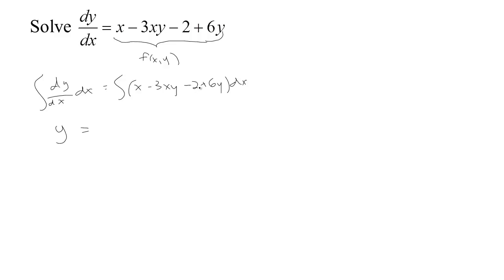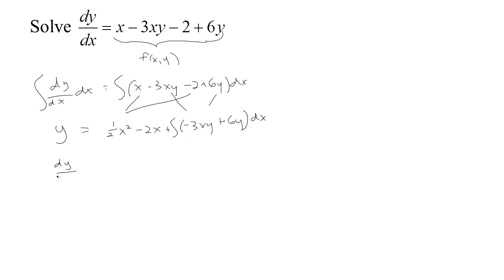Over here, two of the terms I'm okay with. The antiderivative of x is 1/2 x squared. The antiderivative of negative 2 is negative 2x. But I have a problem with these two. I don't know how to find the antiderivative of negative 3xy, and I don't know how to find the antiderivative of 6y. The issue is, I need to know how does y depend on x? What is y as a function of x before I could find its antiderivative? But that's what I'm trying to do, is to find y. So I'm kind of stuck here.